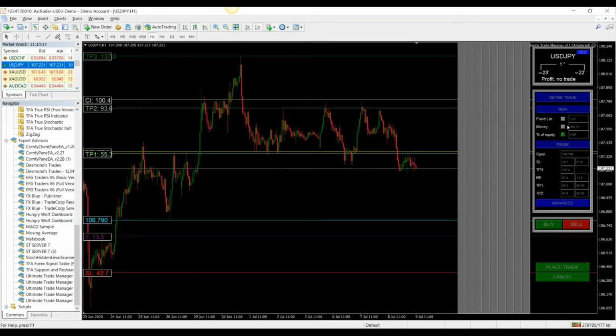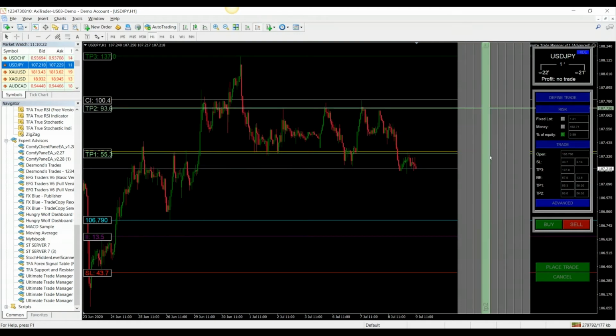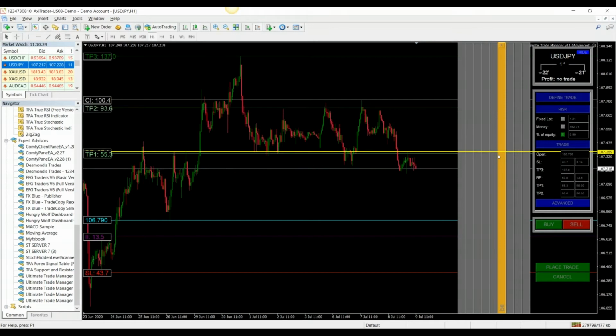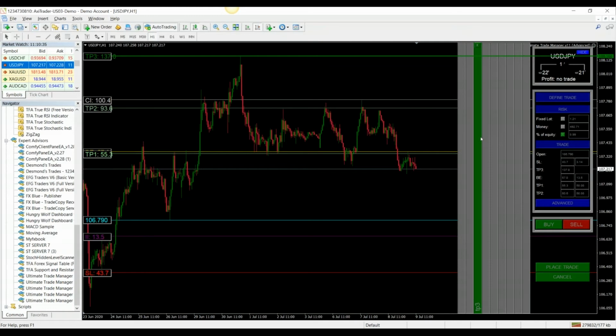If price reaches this area, you're going to close off a part of that position. If price reaches this area, you're going to move your stop loss to break even. You move it to this area, and you close off maybe another 1/3 of your position. And if price reaches this area, you close your trade off fully.